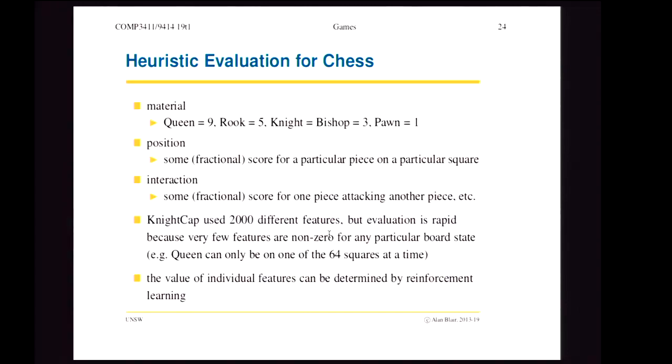So this is one way, if you're writing a chess program, let's say you limit the search to depth 6. You do this search and you get 6 moves ahead. If you literally just count the material, how many points each player has, that gives you a pretty good evaluation. Now, if we want to get a little bit more sophisticated, we could add some points for position and interaction.